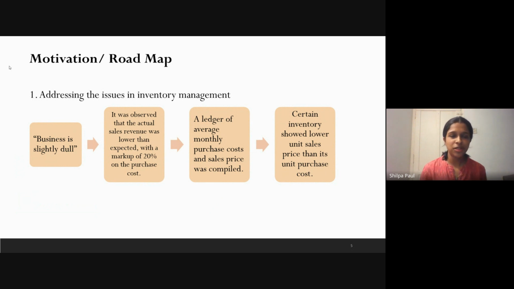Why was the profit still low when the owner said that every inventory is sold at a markup of around 20%? So definitely the profit should be there. But why is this happening?